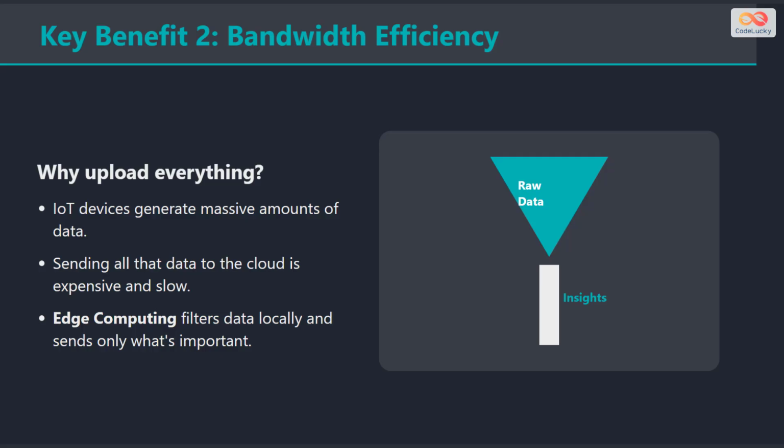Next, think about the sheer volume of data. Imagine a security camera recording 24/7. Sending high-definition video to the cloud constantly costs a lot of money and slows down the network. With edge computing, the camera processes the video itself and only sends data when it actually detects something important, like a person.